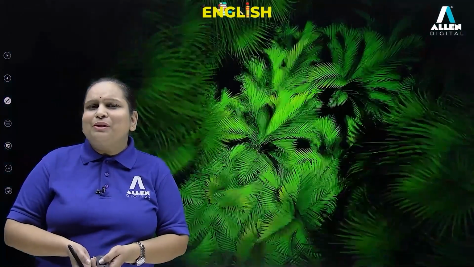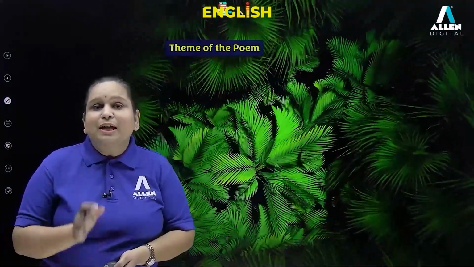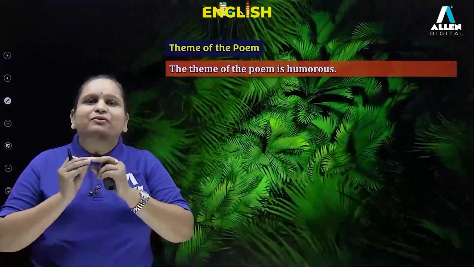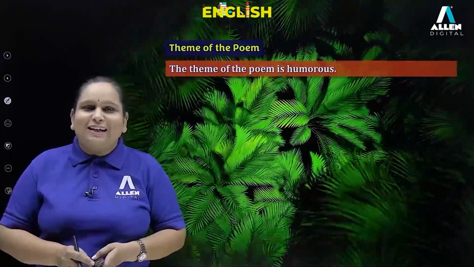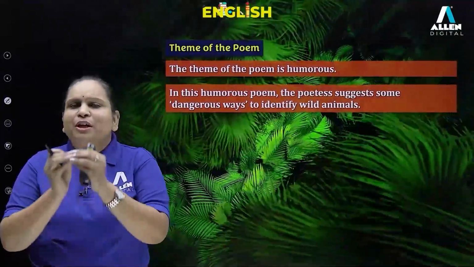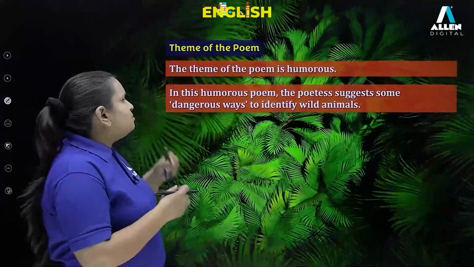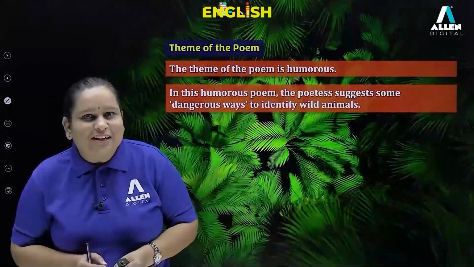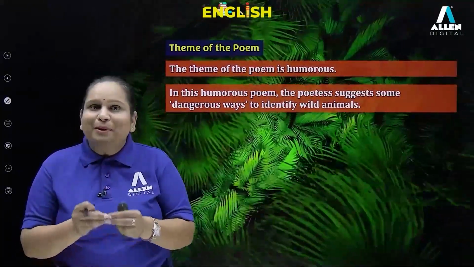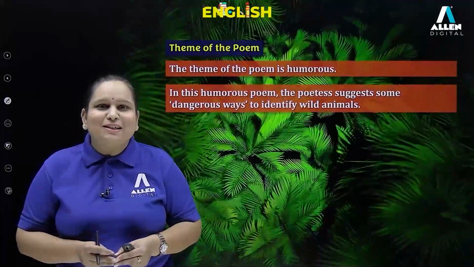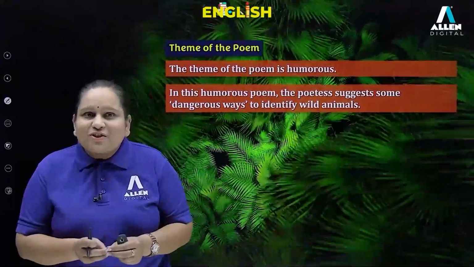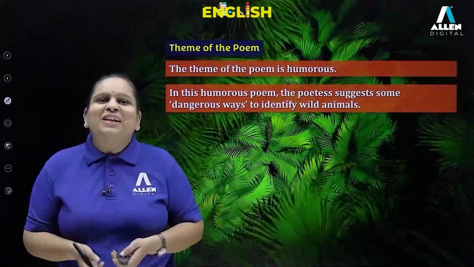Let us now see what is the theme of this poem. As I've already told you, this poem is very hilarious. So obviously the theme has to be humorous. It's very funny, it's very amusing, it is very entertaining. And what are you going to read in this poem? It's very simple. Here in this humorous poem, the poetess has suggested some dangerous ways to identify wild animals. Now you must be thinking, I told you initially that it is humorous, but the ways are dangerous. Yes, my dear students, it is not only humorous, but dangerous as well. How come dangerous? Well, you will come to know when you read the poem.